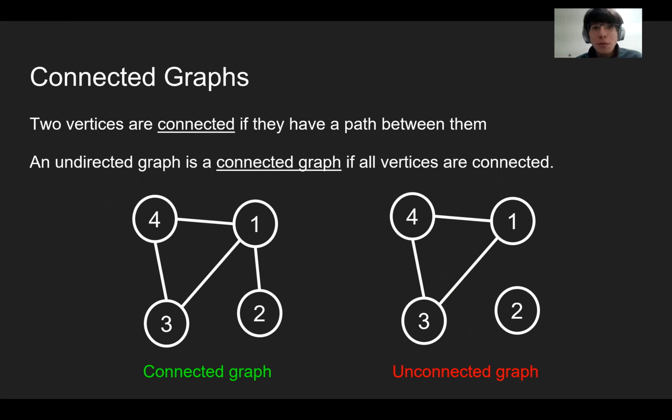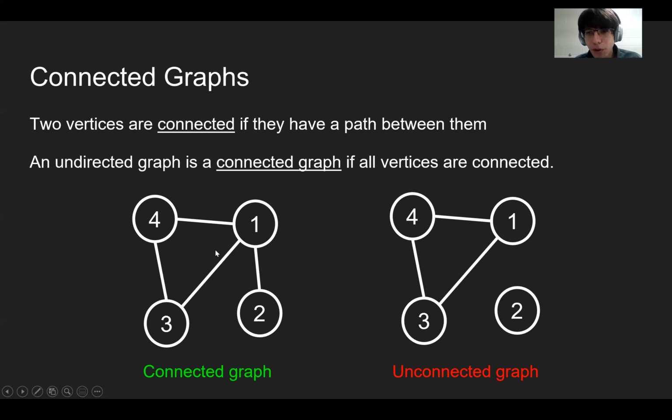Okay, so next thing we're talking about is connected graphs. A graph is connected if between any pair of vertices there is a path. So in this case, we can look at a connected graph. It is connected because if I choose any two vertices in the graph, there's going to be a path between them, not just one edge.